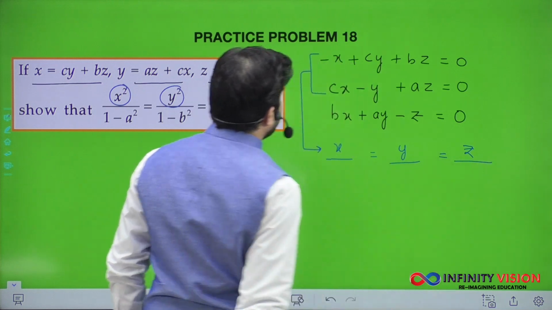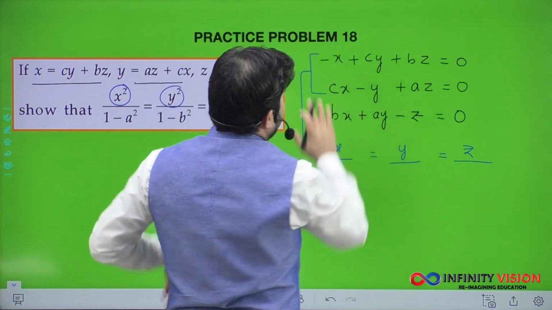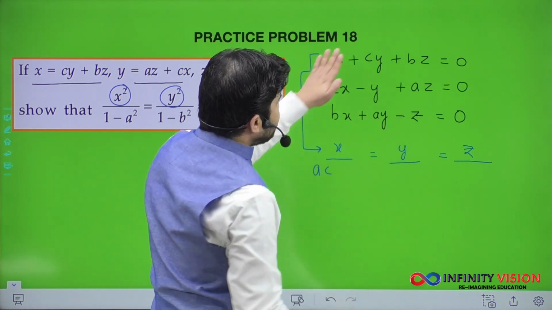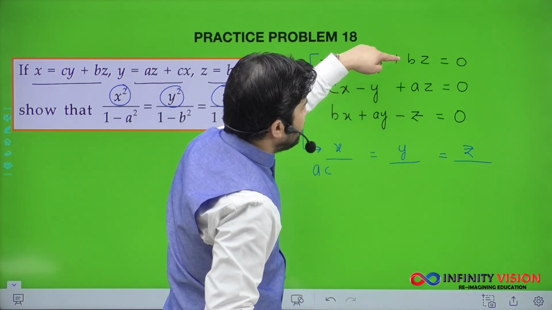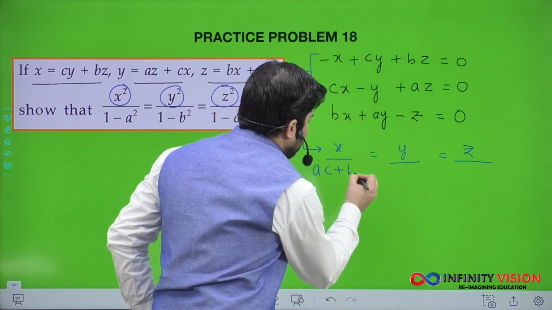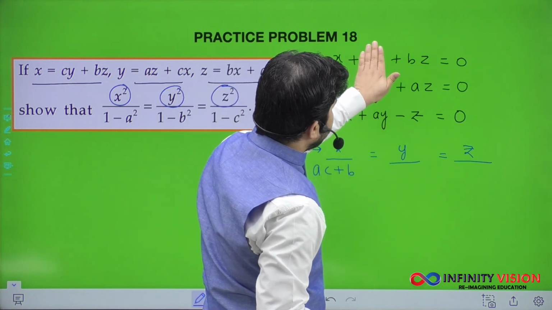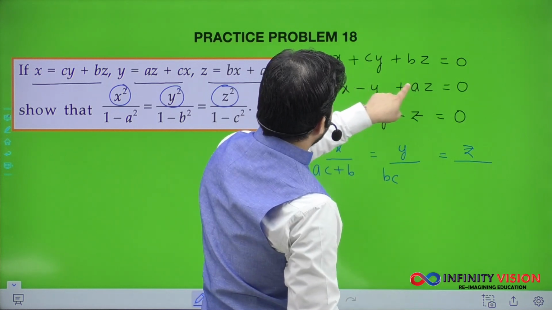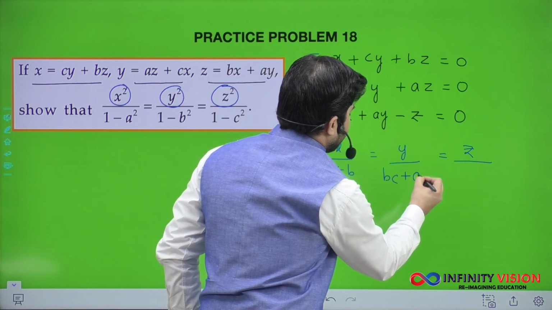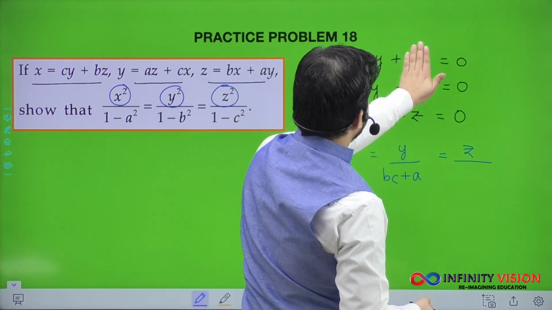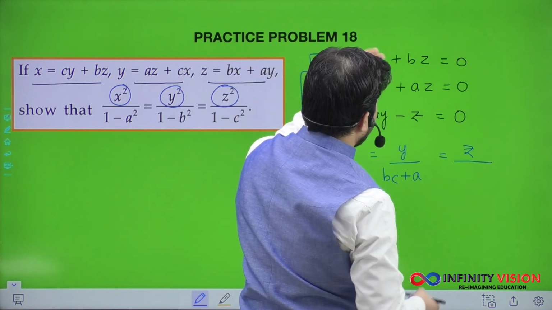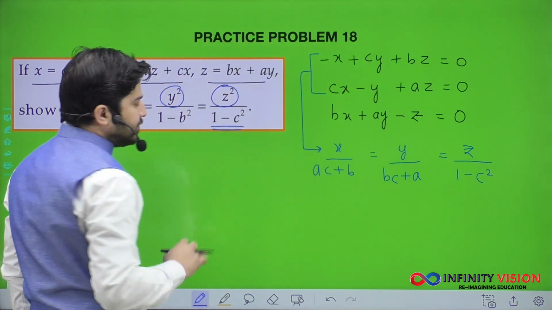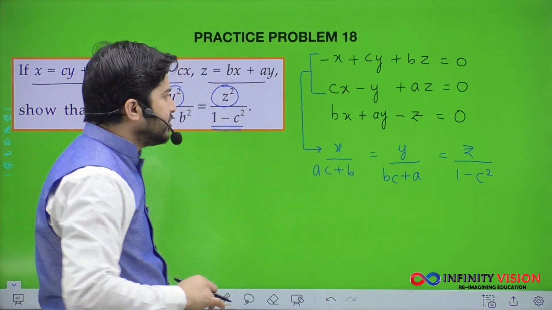z upon. Now for x, I'll just hide my first two terms. So c will go with a, that is ac, minus of minus b, because minus 1 into b is minus b, so that is going to be plus b. For y, we are just going to hide our second term, so b will go with c, bc, and minus of a into minus 1, that is going to be a. And for the last term, we are just going to hide our z, minus 1 into minus 1 is 1 minus c square. So this is the first relation. Somehow we got 1 minus c square here. So it means that we are on the right track.